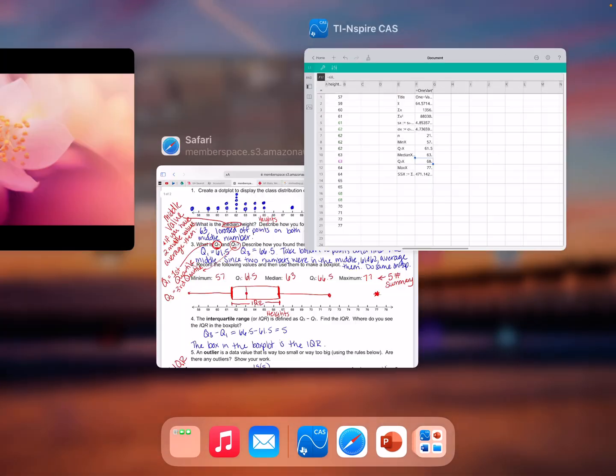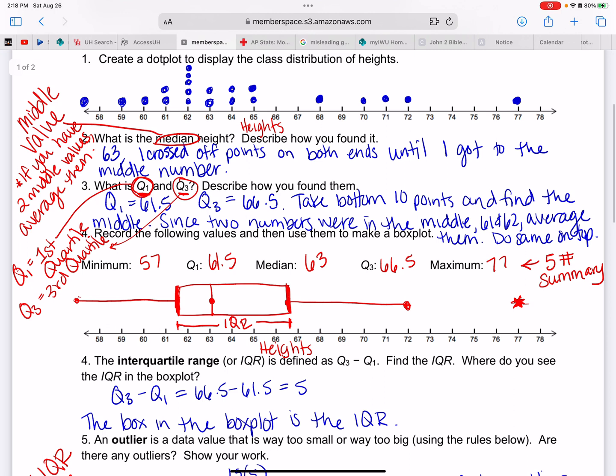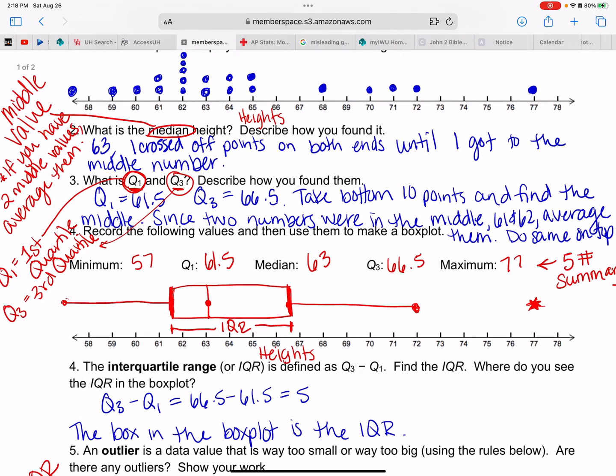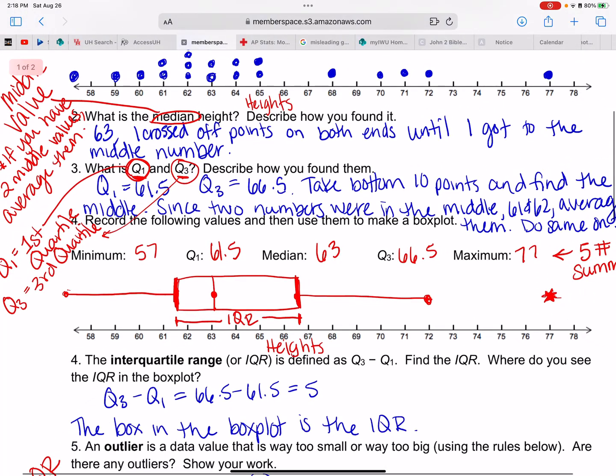So, that's the first thing it wants you to recognize. And then we're going to do what is called a box plot. You're going to record, this is what's called our 5-number summary. So you're going to record the minimum, the Q1, the median, the Q3, and the maximum.